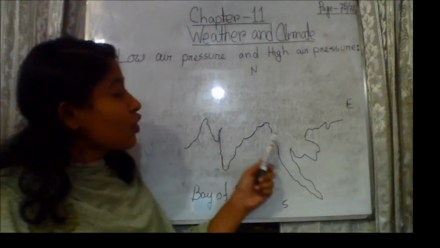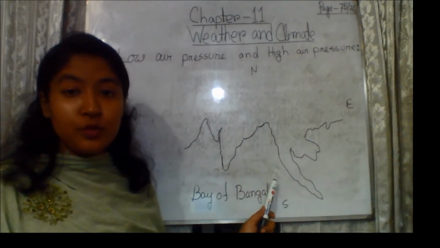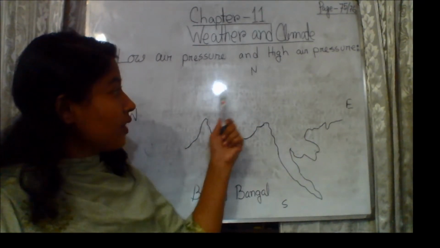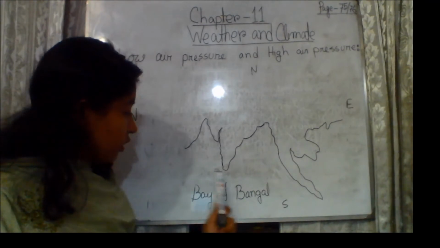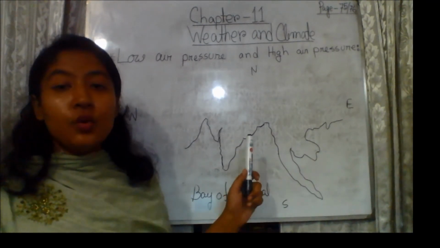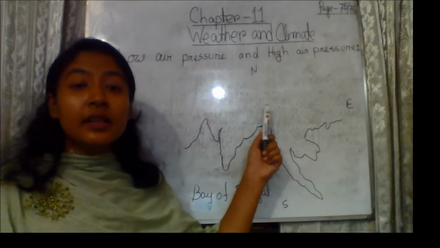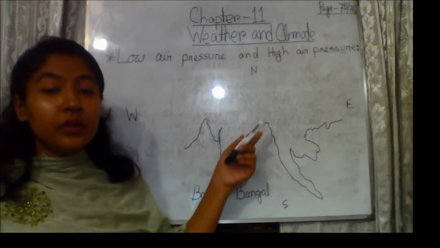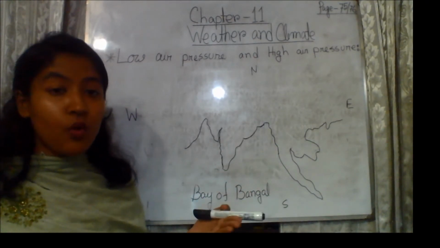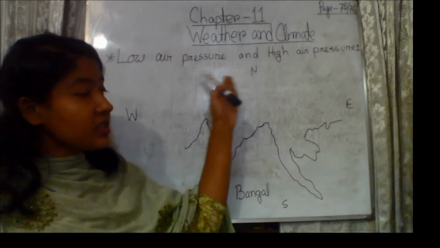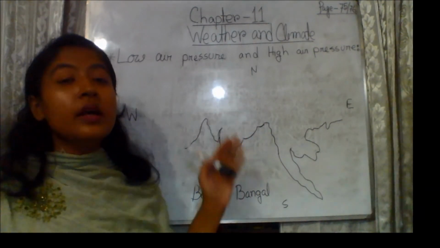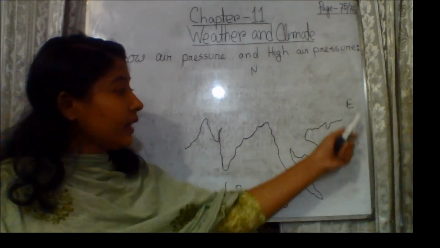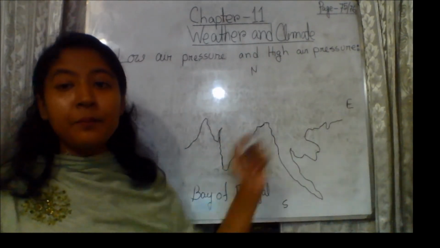Here I am trying to draw a land portion and a water portion. So this one is our land portion of our earth, and this one is our watery portion, or Bay of Bengal. During the daytime, the land portion becomes warmer than the water, and when land becomes warmer, the air adjacent to this land portion also gets warmer, and this air is lighter than the air in the surrounding areas.